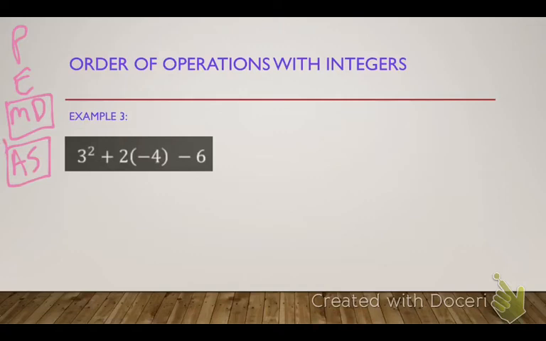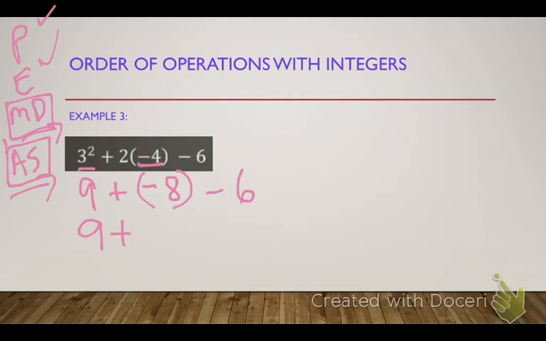Okay, so let's look. Are we going to have an exponent? No parentheses, even though there is one right there, but that's just showing that's negative 4. We have an exponent, so we have 3 squared. We'll do that first, and that is 9, added to 2 times the negative 4, which is negative 8, minus 6.